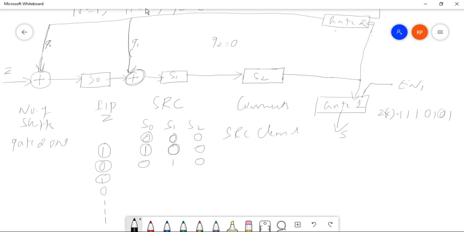Next input is 1, so I am writing 1 here. Let us write the content 0, 1, 0. That is the present content, 0, 1, 0. So S2 is 0, so that's why the line will be 0. This line will also be 0. So 1 plus 0, S0 will become 1.